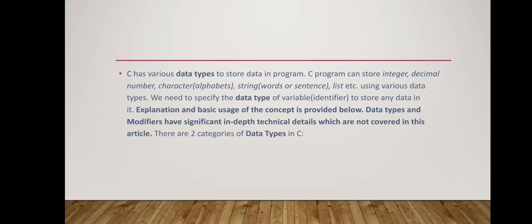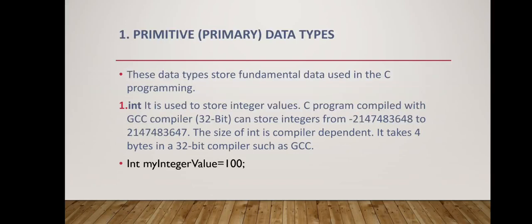Explanation and basic usage of the concept is provided below. Data types and modifiers have significant in-depth technical details which are not covered in this article. There are 2 categories of data types in C. Primitive data types. These data types store fundamental data used in C programming.